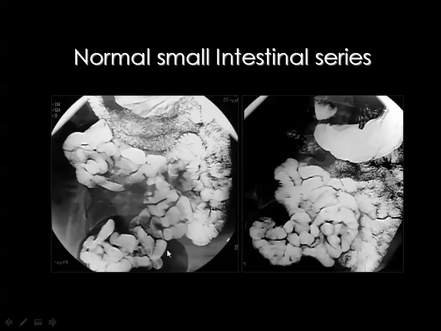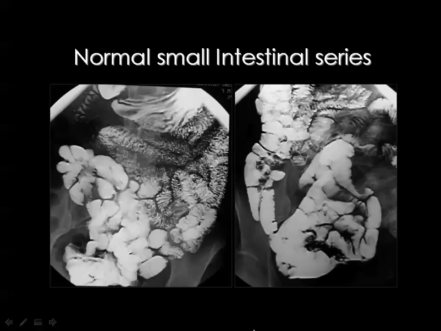And the next film will show much of the ileal loops. As you can see here, this is the jejunal loop with characteristic mucosal pattern. Then you can see now most of the ileal loops. Then you continue the examination, taking more serial films until barium is seen in the ascending colon.